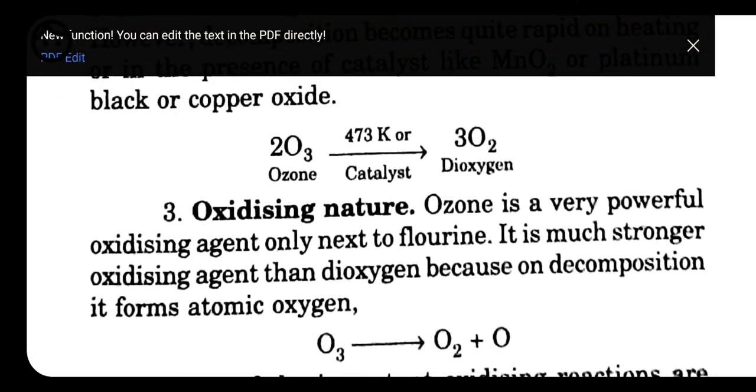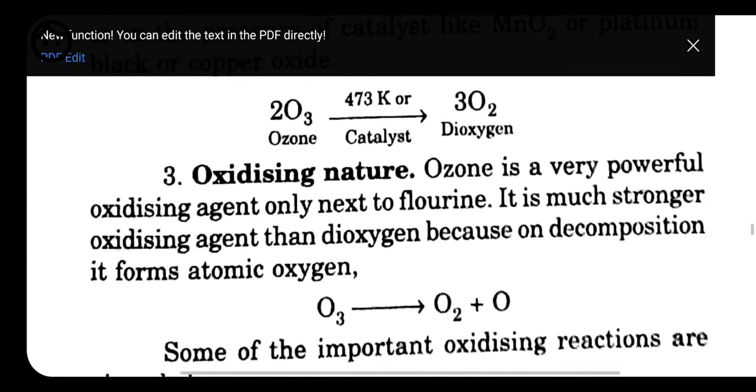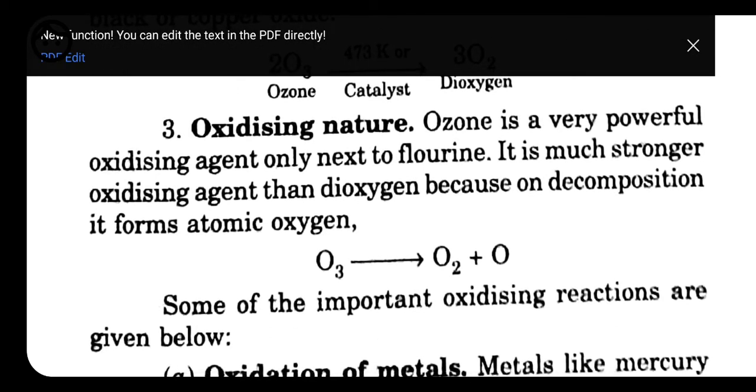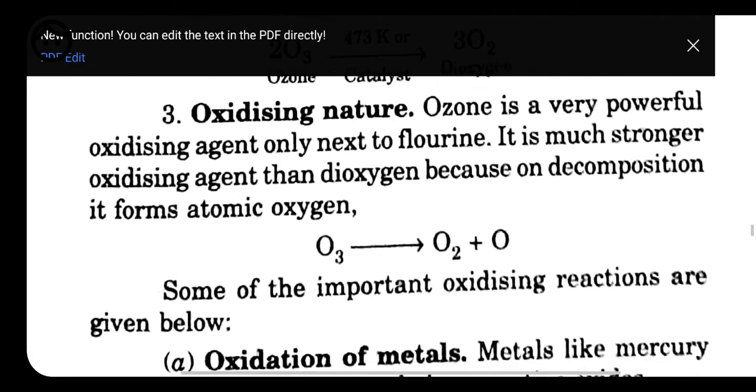Now here, oxidizing nature. Ozone is taken as a very powerful oxidizing agent next to fluorine. Why is it taken as an oxidizing agent? Because of the decomposition, it releases one nascent oxygen. See, here we have O2 plus O. This nascent oxygen helps in the oxidation of other elements or compounds. That's why it is taken as a strong oxidizing agent.